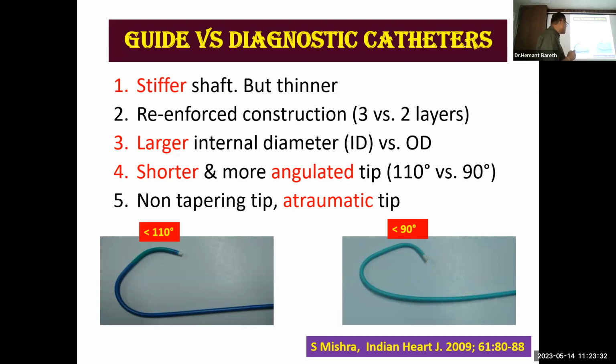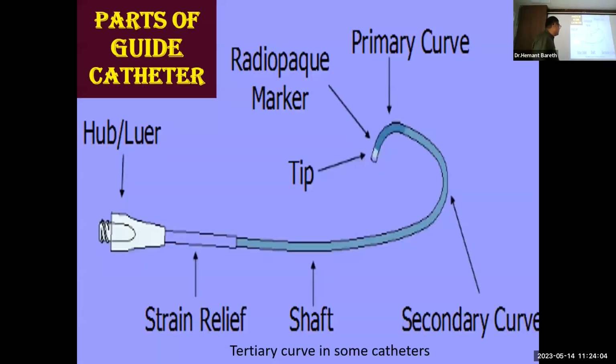The other thing is, as you might see, a guide catheter will have a very stark angle comparatively. A diagnostic catheter will have a narrower angle. And a guide catheter has a non-tapering but atraumatic tip. So it's a soft tip, but it is not a tapering tip, which is there with a diagnostic catheter. With a diagnostic catheter, you need to direct inside the lumen, so you have a tapering tip. So these are some of the differences between a guide catheter and a diagnostic catheter.